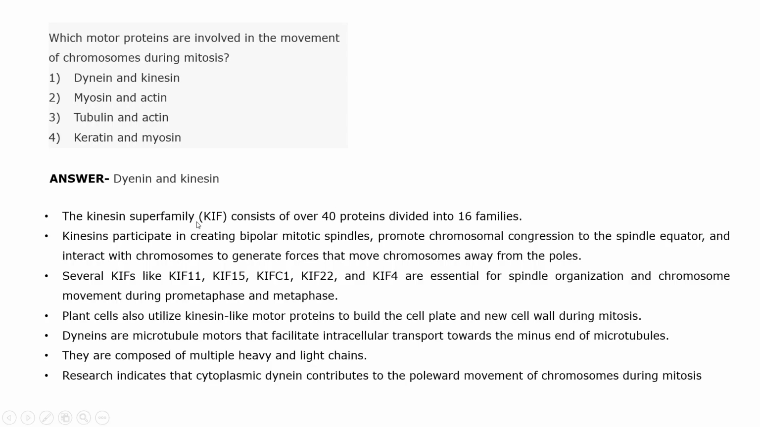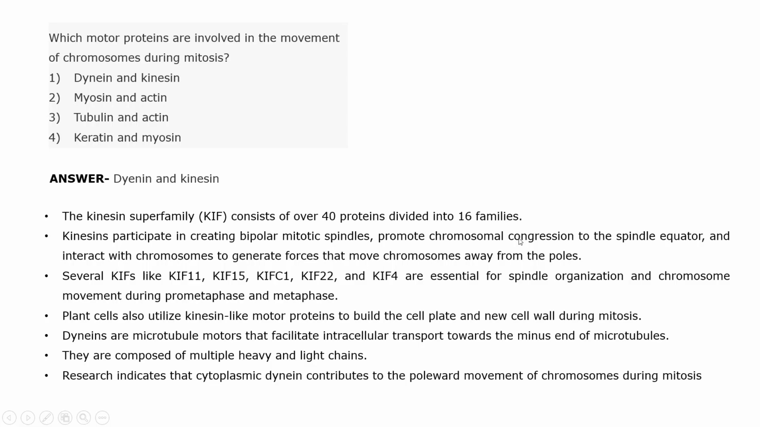So basically, if you look into kinesin, kinesin consists of several other proteins. That's why it's called the kinesin superfamily, that is KIF. It consists of over 40 proteins divided into 16 families. More than that are there. And they participate in creating bipolar mitotic spindles. Bipolar means that there are positive and negative ends at each end, right? So they can help in the formation of these particular mitotic spindles there.